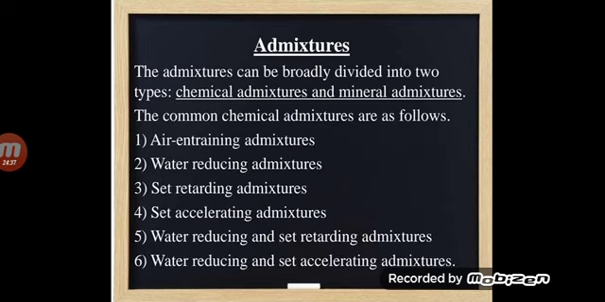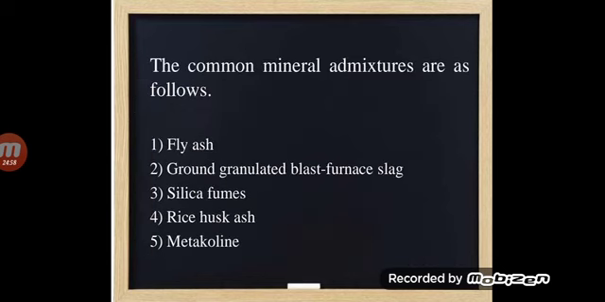Next, admixtures. The admixtures can be broadly divided into two types: chemical admixtures and mineral admixtures. The common chemical admixtures are as follows: air entraining admixtures, water reducing admixtures, set retarding admixtures, set accelerating admixtures, water reducing and set retarding admixtures, water reducing and set accelerating admixtures. The common mineral admixtures are as follows: fly ash, ground granulated blast furnace slag, silica fume, rice husk ash, metakaolin.